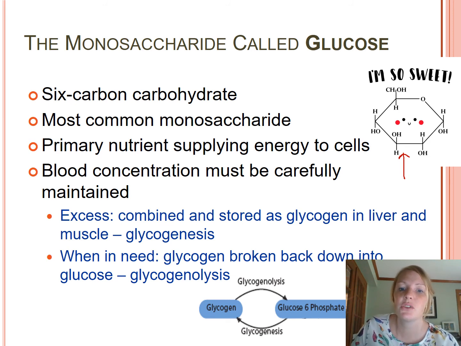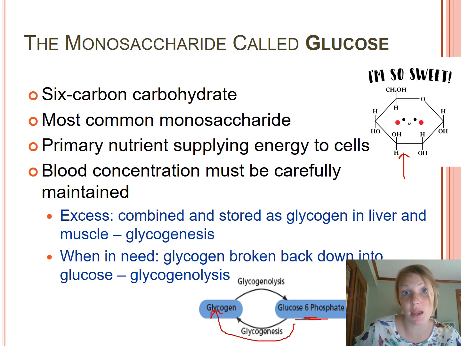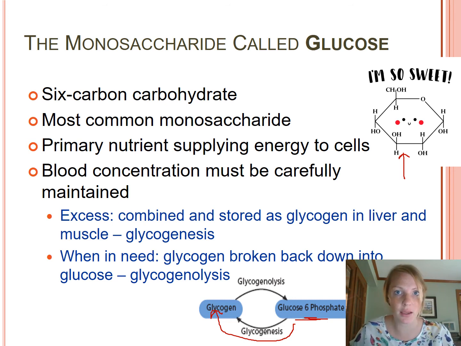If there's extra glucose in the blood, and here's an example, glucose 6-phosphate is the actual type we use, that can get converted into glycogen, which we store away in the liver and in the muscles. So if we have extra glucose in the blood, like after we eat a meal, we store it away as glycogen through a process using insulin.